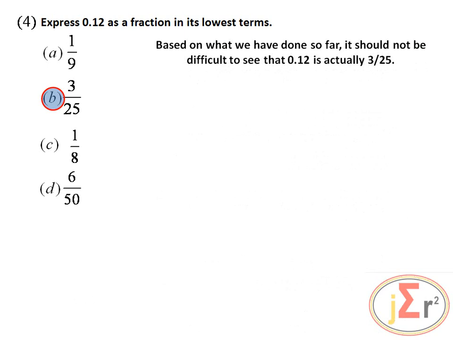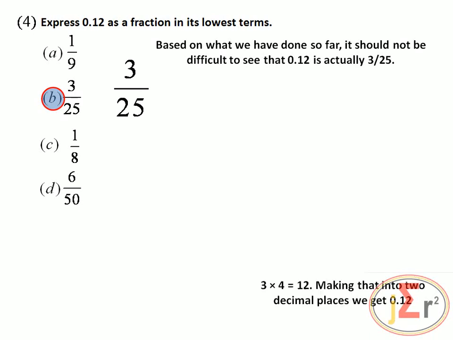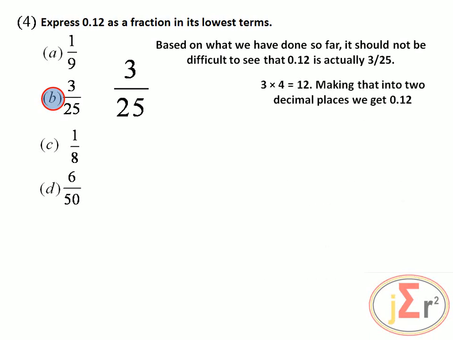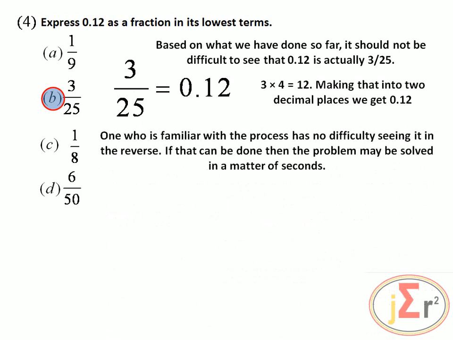Based on what we have done so far, it should not be difficult to see that 0.12 is actually 3 over 25. 3 multiplied by 4 is 12. Making that into decimal places, we get 0.12. One who is familiar with the process has no difficulty seeing it in reverse. If that can be done, then the problem may be solved in a matter of seconds.